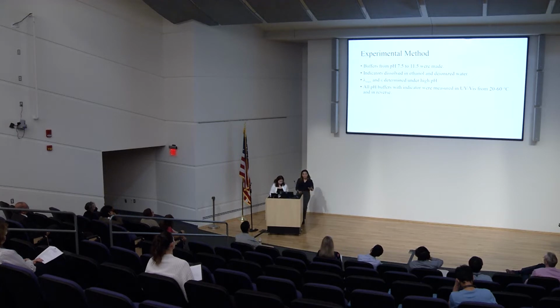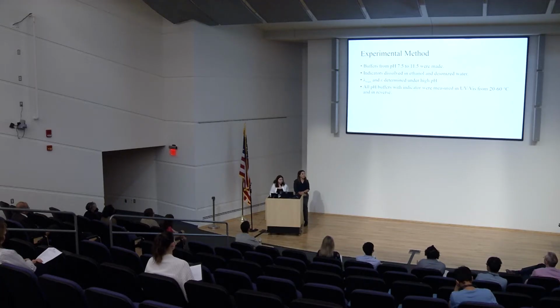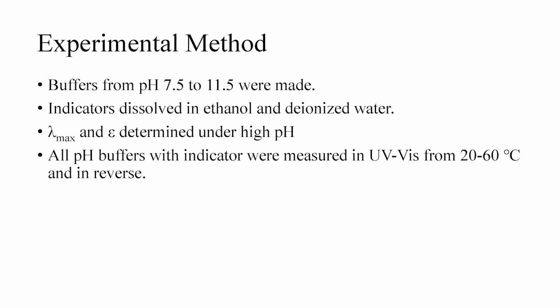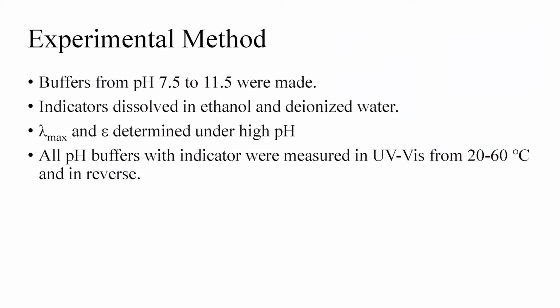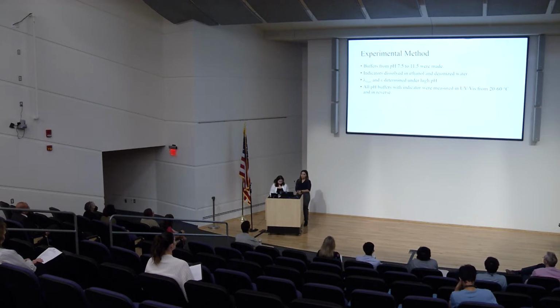For how we did this, we actually made several different buffers at different pHs, going from a more neutral pH to a high pH, mainly because, again, our pH indicators both turn color somewhere around 9 to 10. We also first dissolved each of our indicators, because they were in a solid state, into ethanol and then deionized water. We did find a little bit of solubility problems with both of them, mainly with the thymolphthalein. But still, it was possible to get them mostly dissolved.